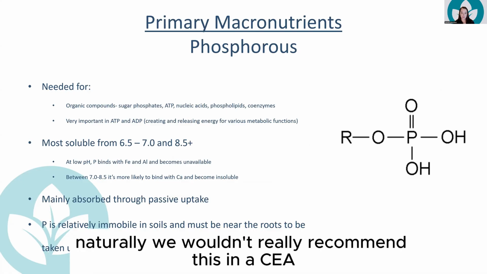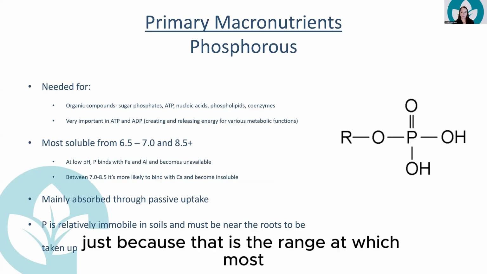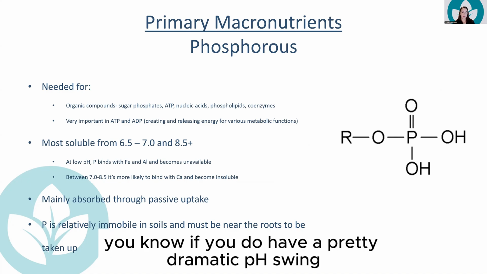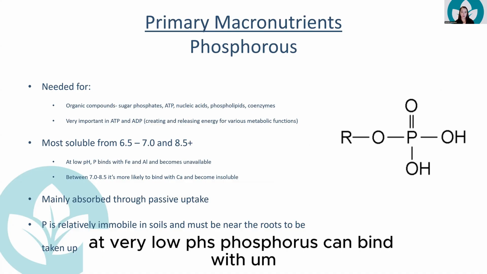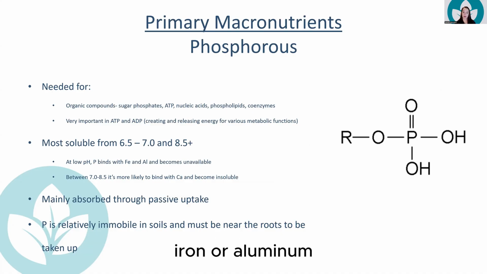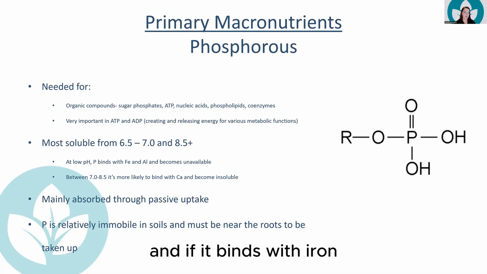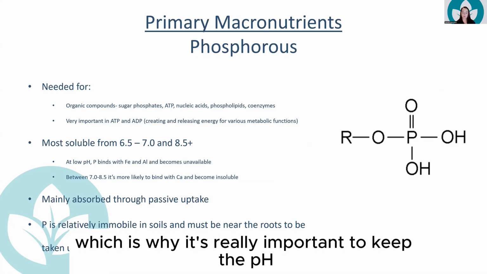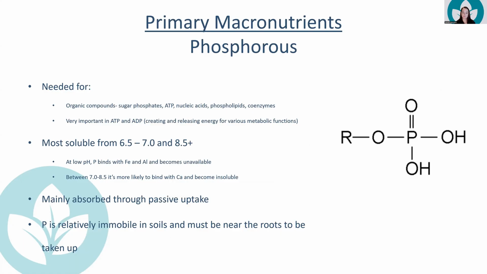Naturally, we wouldn't really recommend this in a CEA or hydroponic system, just because that is the range at which most other nutrients are unavailable. But if you do have a pretty dramatic pH swing, at least you'll still have phosphorus available. At very low pHs, phosphorus can bind with iron or aluminum, and that renders the phosphorus unavailable. And if it binds with iron, that also renders the iron unavailable, which is why it's really important to keep the pH in that optimum range at all times.